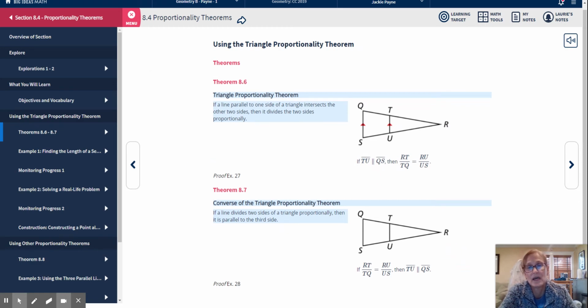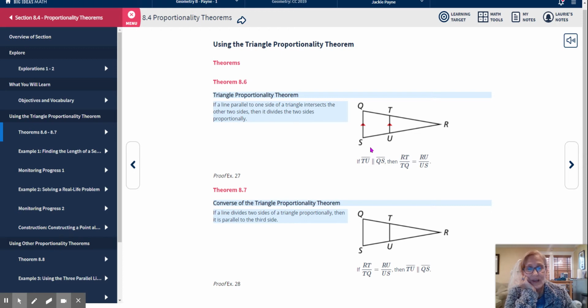Theorem 8.6 says, if a line parallel to one side of a triangle intersects the other two sides, then it divides the two sides proportionally. So in this case, TU is parallel to QS, and it's cutting those two sides in parts. And so if you have that they're parallel, like those red markings, then you can also write this proportion. You can write RT divided by TQ, so this part over this part, and that will equal RU over US. So that corresponding part to that corresponding part.